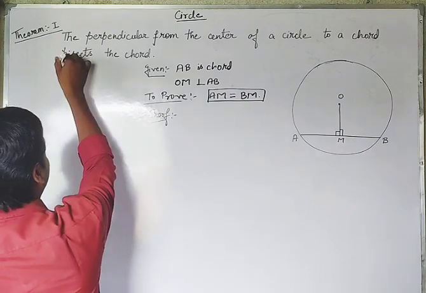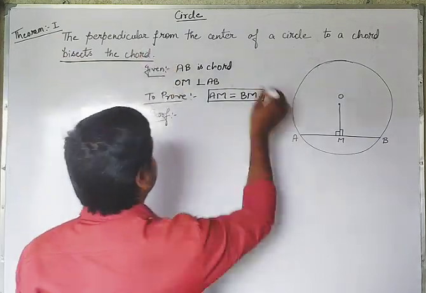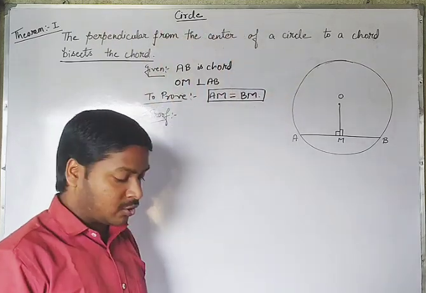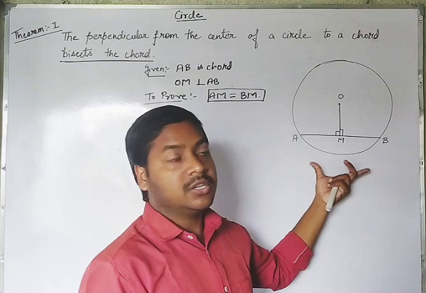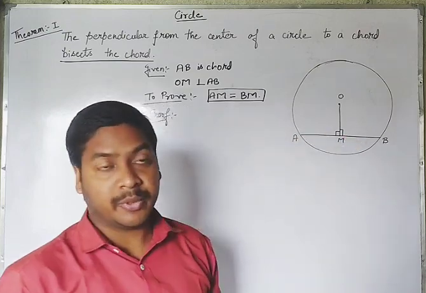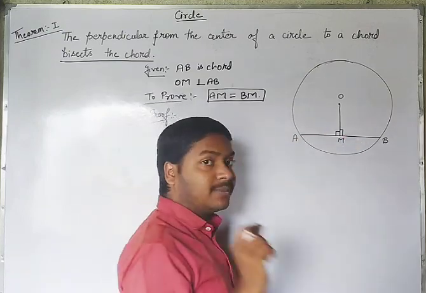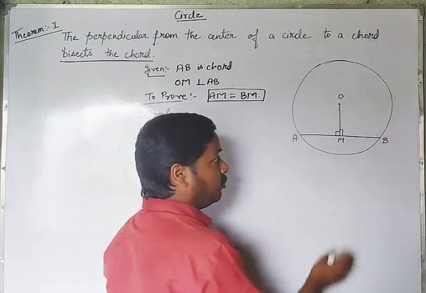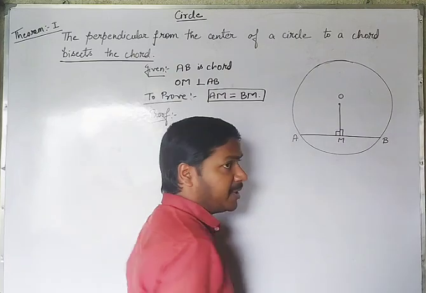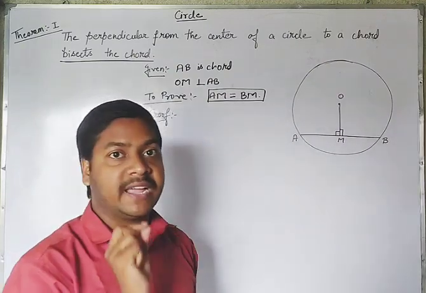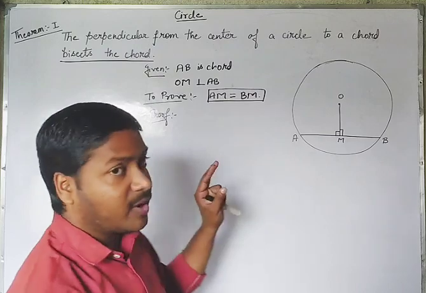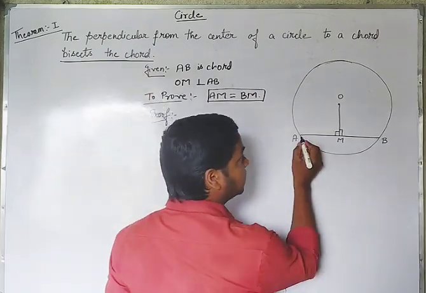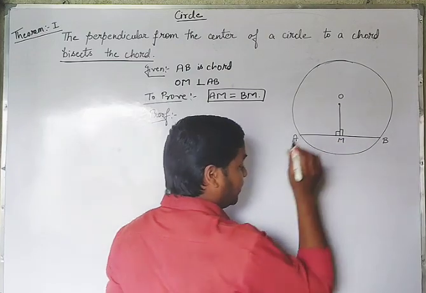This is what we need to prove: it bisects the chord. What is given is the perpendicular from the center of a circle to a chord. AB is the chord and OM is perpendicular. It is given that this line is perpendicular, and perpendicular means making an angle equal to 90 degrees. What we have to prove is that it bisects the chord, that is, AM is equal to BM.